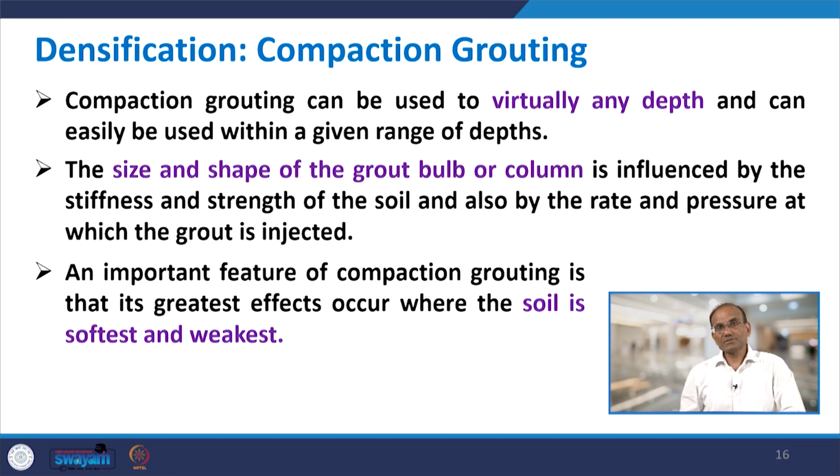Compaction grouting can be used at virtually any depth and can easily be used within a given range of depths. The size and shape of the grout bulb or column is influenced by the stiffness and strength of the soil, and also by the rate and pressure at which the grout is injected. So, the size and shape of the grout bulb will be influenced by what type of soil you have and at what pressure you are injecting the grout inside the soil. An important feature of compaction grouting is that its greatest effect occurs where the soil is softest and weakest. So, this is very good, it goes in our favor.